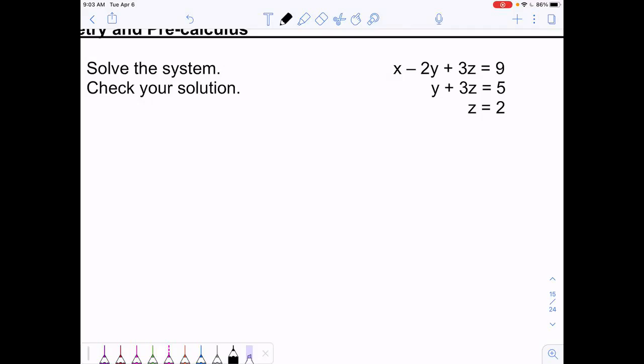Evan, how would you solve the system? What do you think you would do? No, I got no clue. What's the third equation that they give you? Yeah, so substitute, they give you z equals 2. So let's substitute that into the previous equation that has just a y and a z. So y plus 3z, z is 2. So we're actually solving using substitution because they give you the third variable, so you can substitute it in.